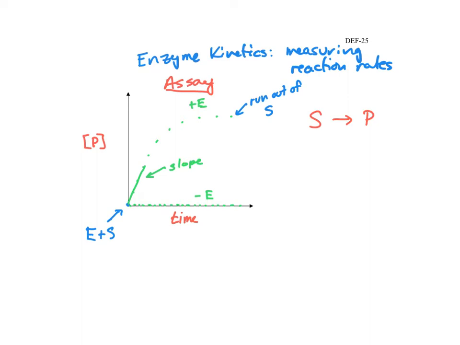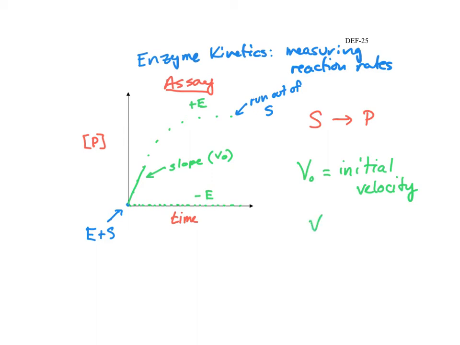That's what's called V sub naught. All right, what the heck is that? Let's talk about V sub naught over here. V sub naught is what we call the initial velocity. We are measuring rates here, and a velocity is a rate.